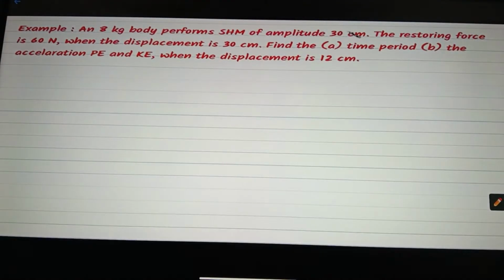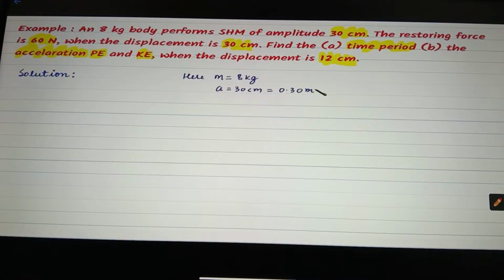Let's do this question. An 8 kg body performs simple harmonic motion of amplitude 30 centimeters. The restoring force is 60 newtons when the displacement is 30 centimeters. What we have to find here is the time period, the acceleration, potential energy and kinetic energy when the displacement is 12 centimeters. So let's see what is given here. Here mass is given as 8 kg. And amplitude is given as 30 centimeters, and we can always convert this into meters. So that is 0.30 meters.